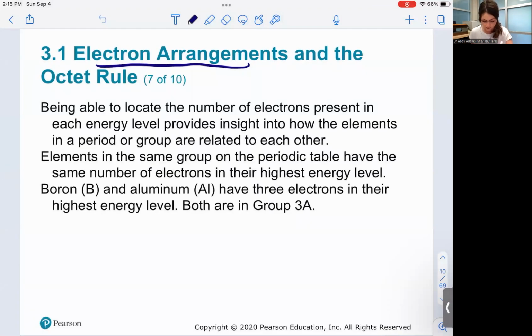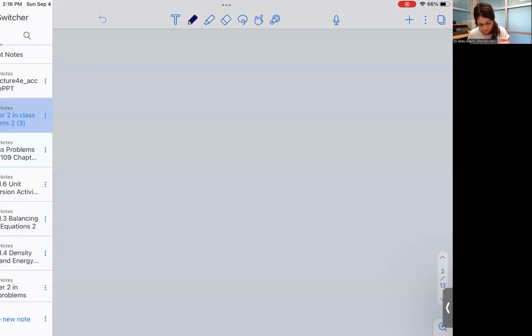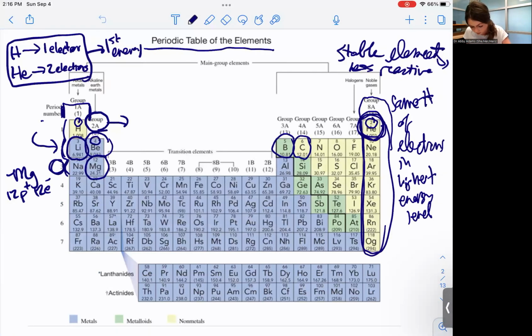If we look at boron and aluminum as examples, they have 3 electrons in their highest energy level. They're in group 3A. Aluminum and boron are both in group 3A, so in their highest energy level they both have 3 electrons, but the highest energy level that they have is different. Boron goes up to energy level 2, and aluminum goes to energy level 3.